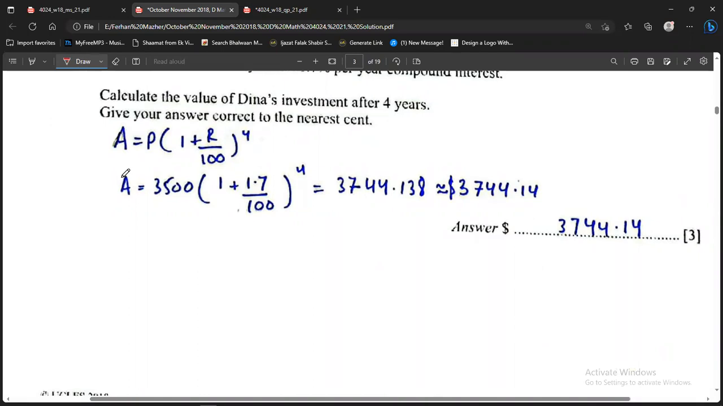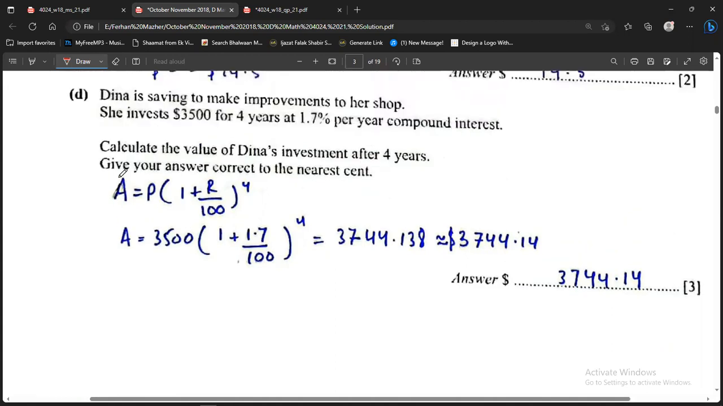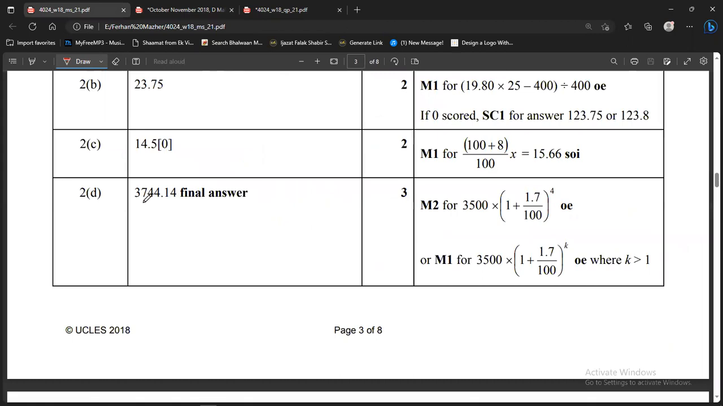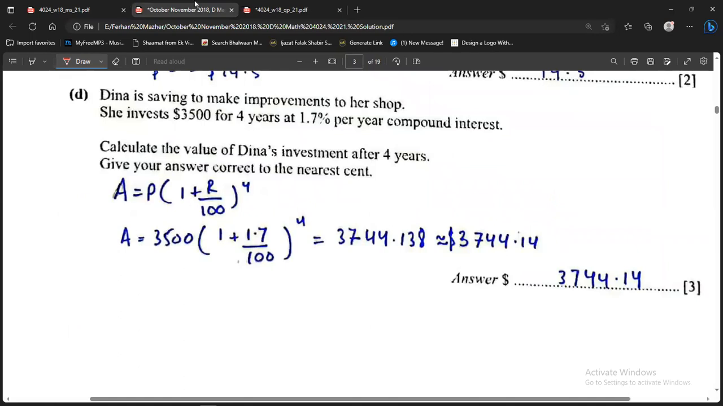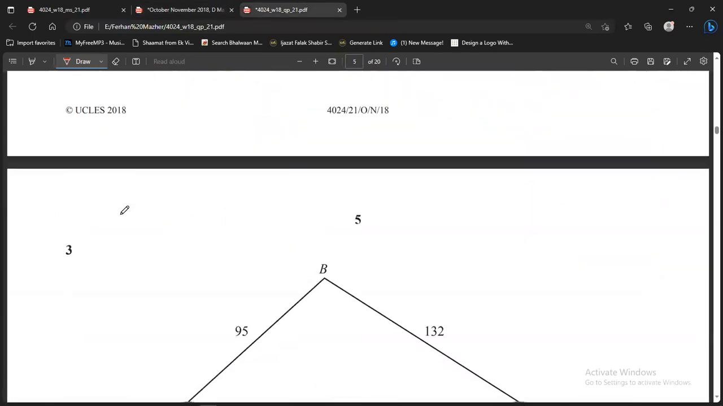Okay, so 3,500, that's the principal amount. Bracket start 1 plus 1.7 divided by 100 bracket close raised to power 4. When you enter this in your calculator, your answer will be 3,744.138. So 3,744.14, and that is the right answer, sir. This is the solution. Okay, so we are going to the next question.